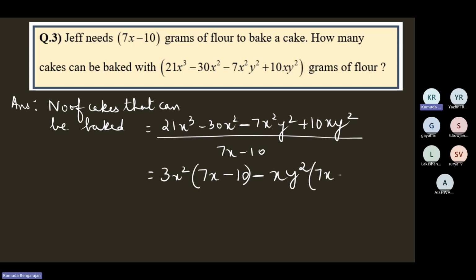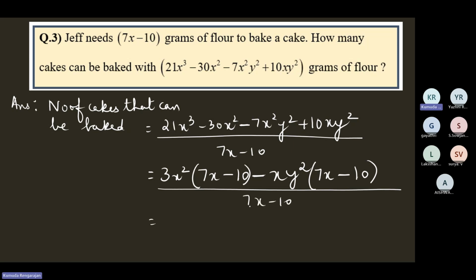Then minus into minus is plus, because the fourth term is plus 10xy squared. The fourth term, you need to get a plus sign. So minus into minus is plus 10. xy square is common outside, divided by 7x minus 10.